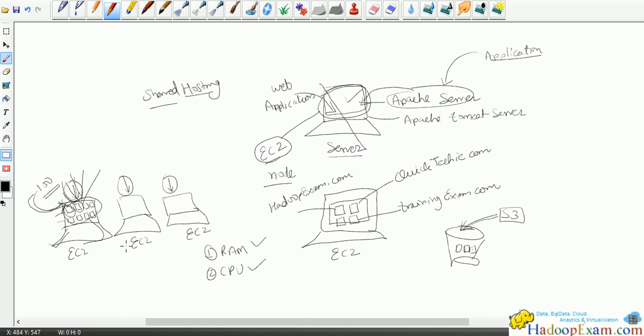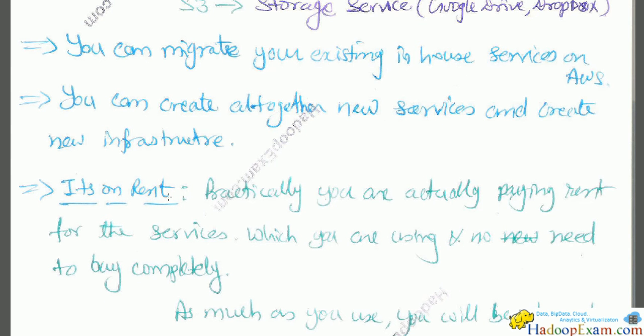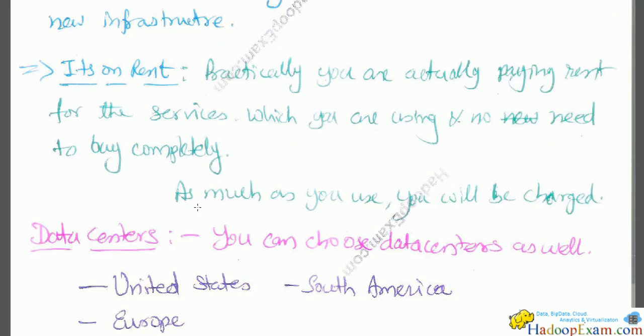Suppose you have hosted three websites, and after some time you say, I don't want this website to be hosted anymore, this website is no more useful for me, so I just want to go out of this. As soon as you delete the EC2 instances for this website, charges for those EC2 instances will not be charged to you. So it's just rent you are paying. For the resources you are using, you will be paying the rent. So as much as you use, you will be charged.